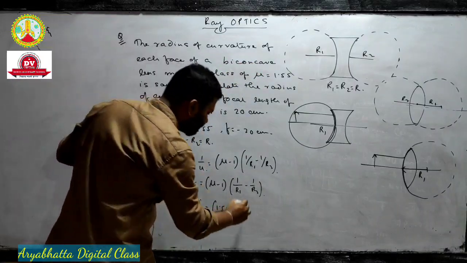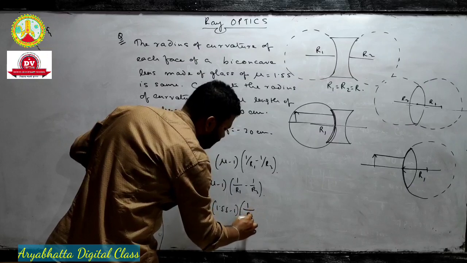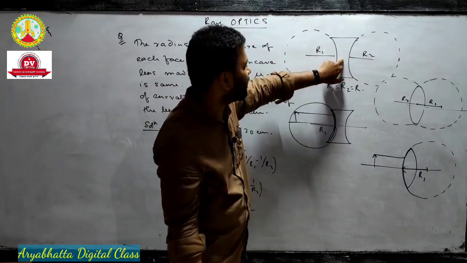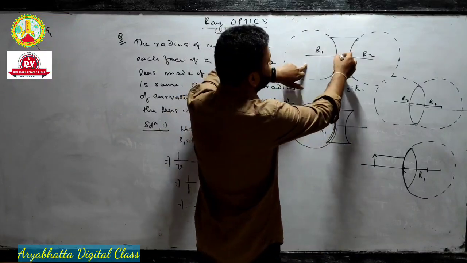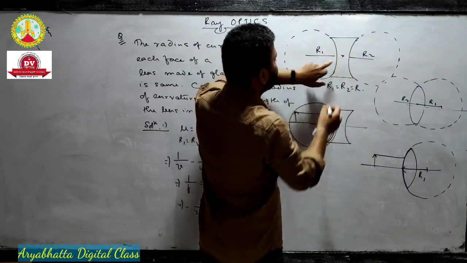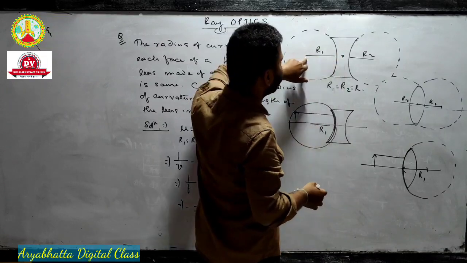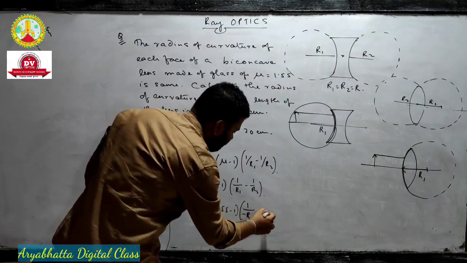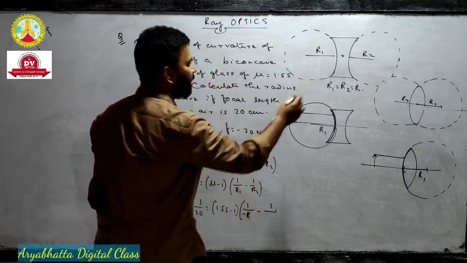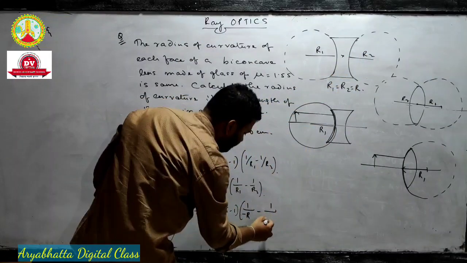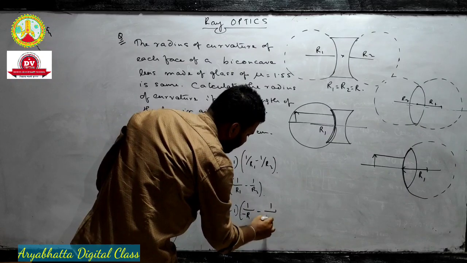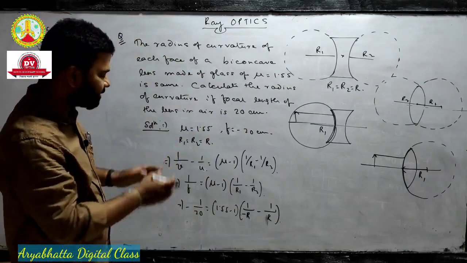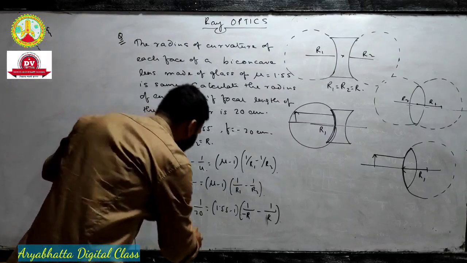So here they are equal, 1 by R1 will be written as 1 by minus R. Look, you have to measure from this point, no? So you have to go to the left hand side, so it will be minus R. So minus R, minus 1 by R2. R2 is on the right hand side, so it will be plus R. Okay, so you have to be very careful in that step. That is the trick of this numerical.